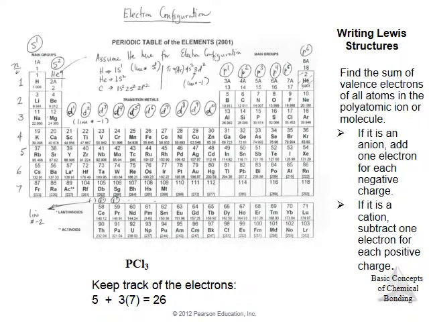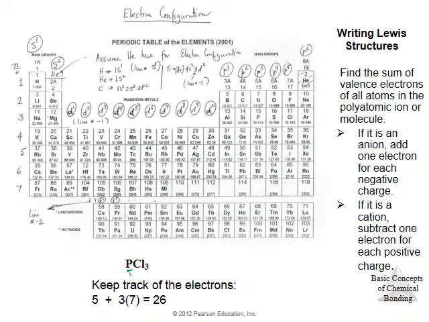Now here we're going to discuss how to write down Lewis structures. Our first example would be PCl3. Make sure you have a periodic table in front of you. First, we need to get the valence electrons, and you need the sum of valence electrons for all the atoms in the molecule. So in case of PCl3, first we'd get the valence electrons for phosphorus.